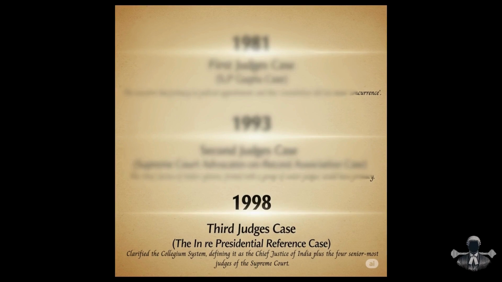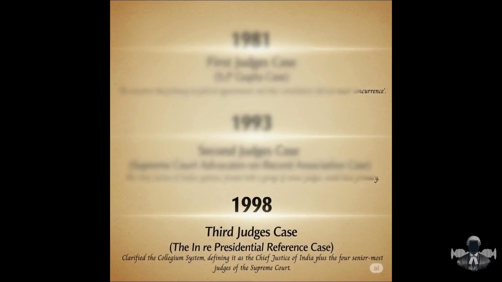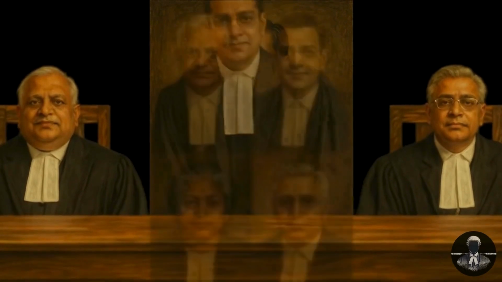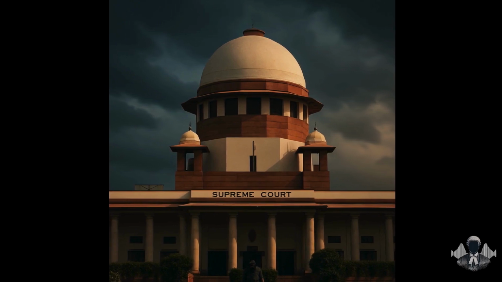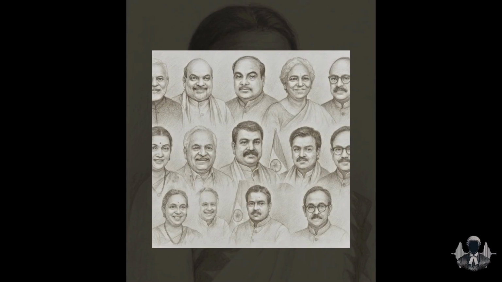The In Re Presidential Reference case, also known as the third judges case, clarified the Collegium system, defining it as the Chief Justice of India plus the four senior-most judges of the Supreme Court. Today, the Supreme Court Collegium recommends names to the Union Law Ministry, and the President, acting on the aid and advice of the Council of Ministers, formalizes the appointment.